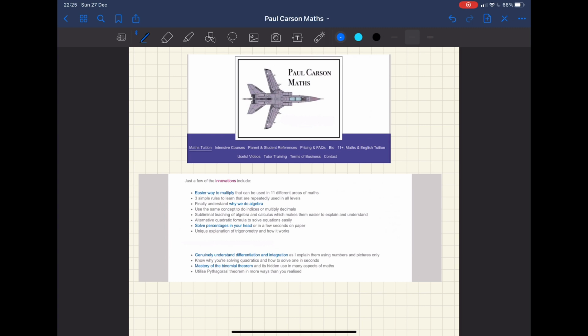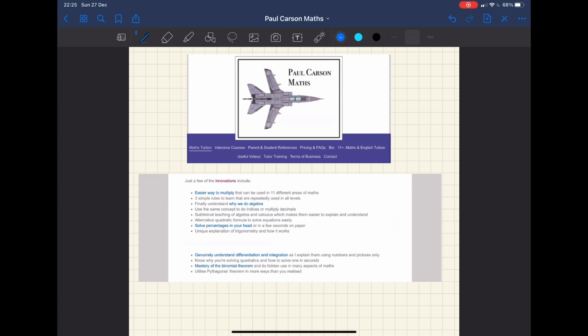Subliminal teaching of algebra and calculus, which makes them easier to explain and understand. So as the course goes on, I'll teach you what you might think are normal concepts, but within that I will be preparing your mind for algebra. So when it comes to algebra, or it comes to calculus, I'll just ask the same questions again I asked you for the number stuff, and you'll know all the answers already.